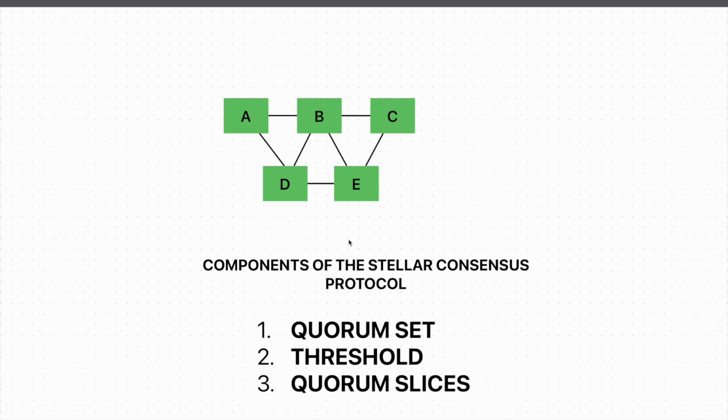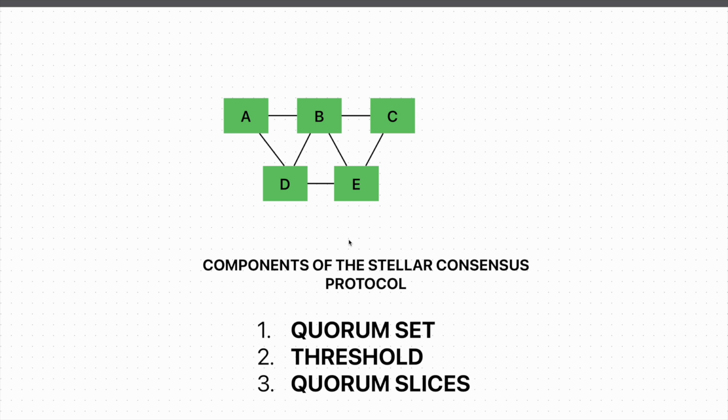Now, looking at the components of the consensus protocol, let's dissect what makes them what they are, right? What is that specific thing that makes up the consensus protocol, and why does it work the way it works? The first component that we have is called the quorum set. Using the same diagram will be more explanatory, just a way of understanding it better.